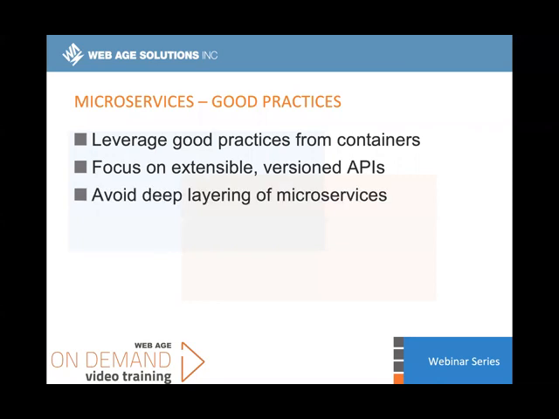Another good practice is to avoid deep layering of microservices. What I mean by that is, it's generally speaking not a good idea to have a service that calls another microservice, that calls another microservice, that calls another microservice. This deep layering is not really any different than what we had in service-oriented architectures, and when SOA honestly kind of fell apart a little bit, part of the reason was this deep layering without managing all the dependencies.